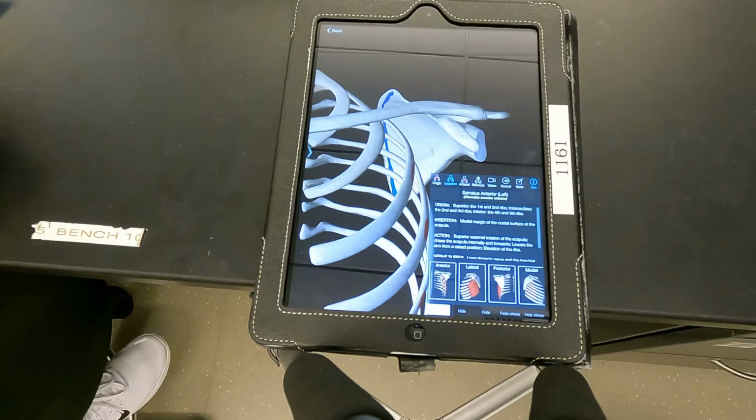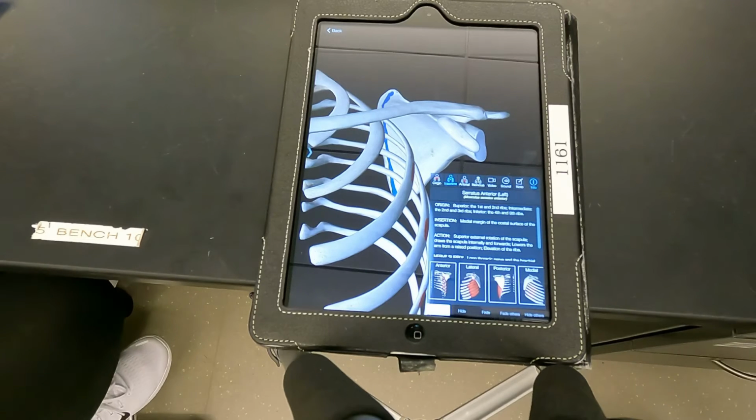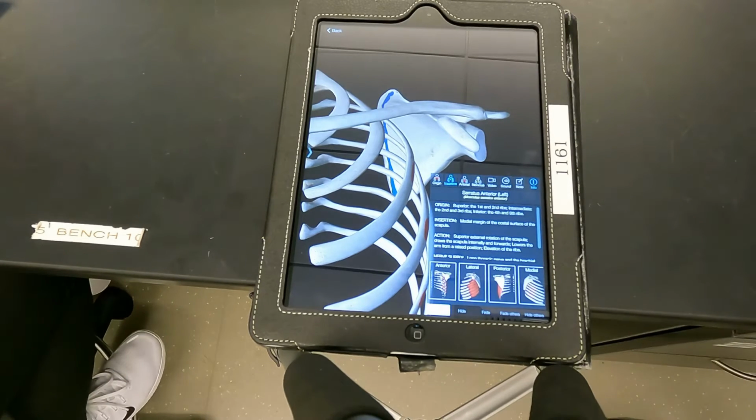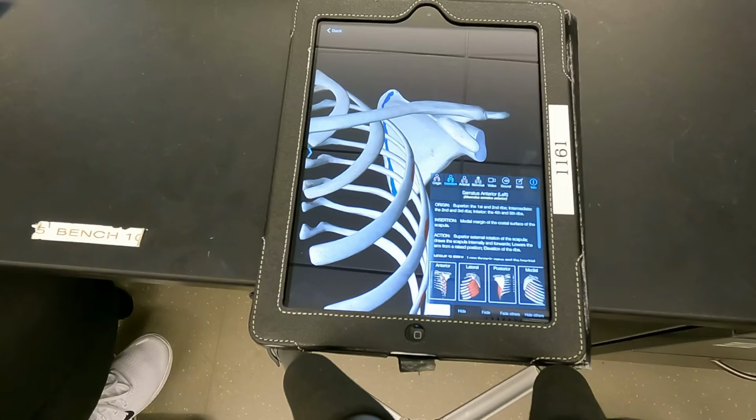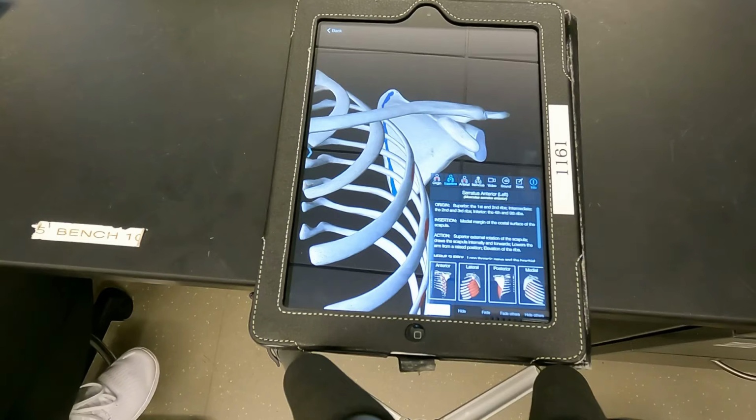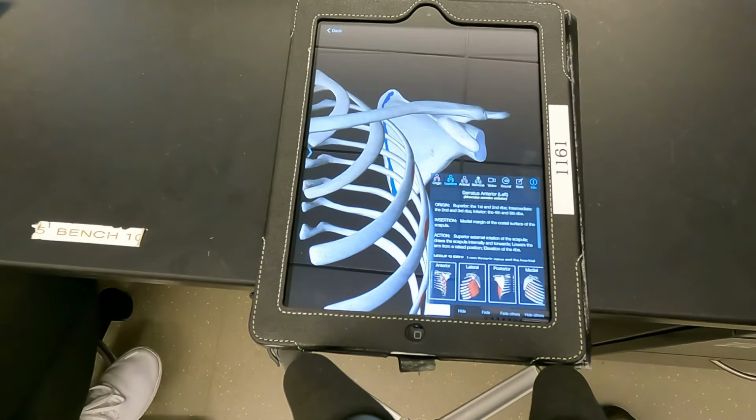Is that a motion that we do very often? Protraction of our shoulders? No. Driving a car, your arm's always protracted out in front. Slouching over, it's always protracted. So these are muscles that can kind of get overused a little bit. And it's nice to activate the antagonists that pull those shoulder blades back.